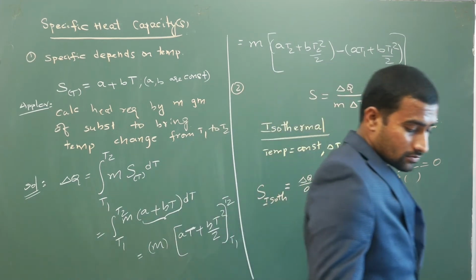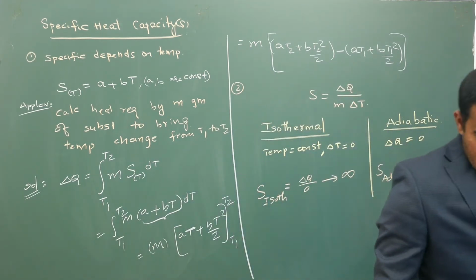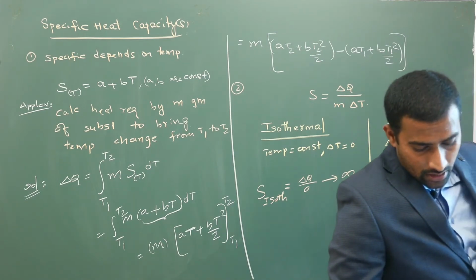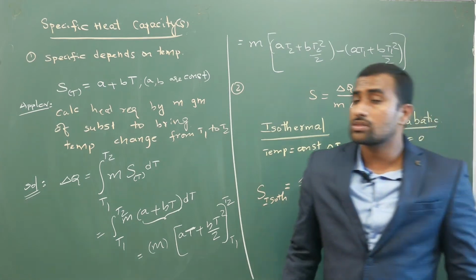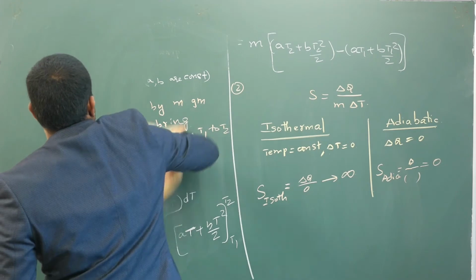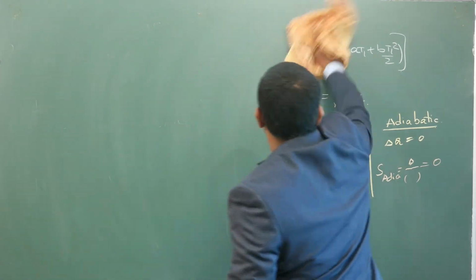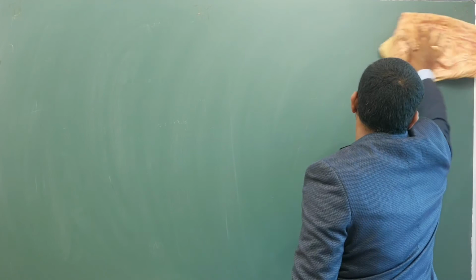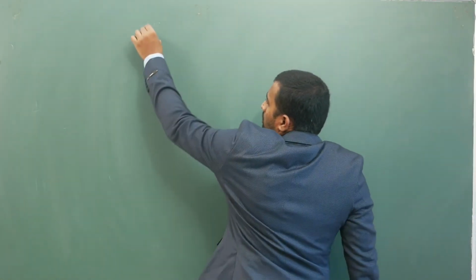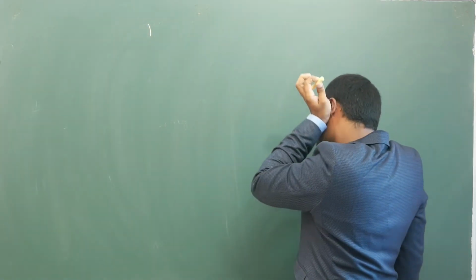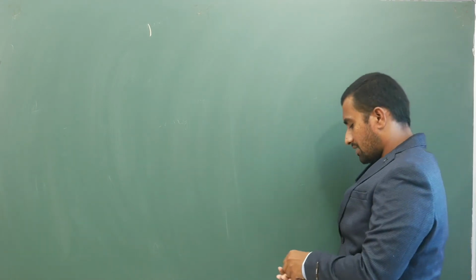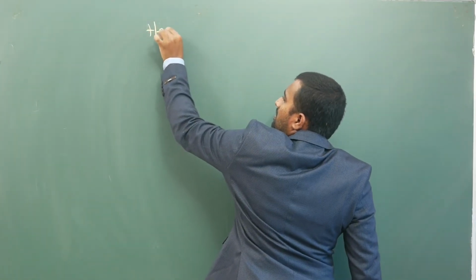Next, we are going to see heat capacity of a substance. We have seen what specific heat capacity is, now we will see heat capacity. I forgot to add a point, but we will cover it.